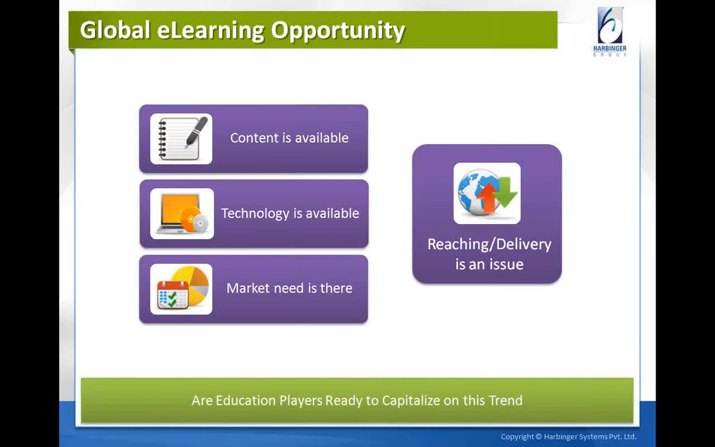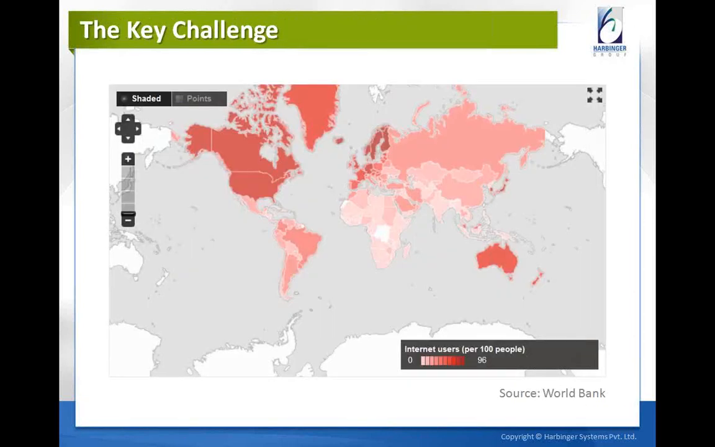So let's see in more detail how big this challenge is. Here I'm sharing with you a map sourced from World Bank, which shows the regions of the world in red color. It is showing internet access availability per 100 people. The white parts are the regions without internet availability, and the regions in red are with internet access. The intensity of color depicts the higher level of internet access.